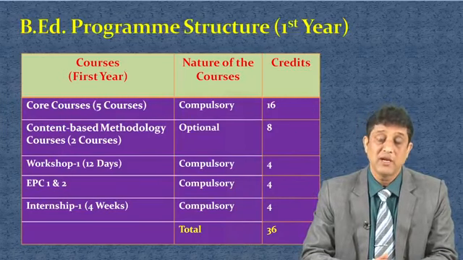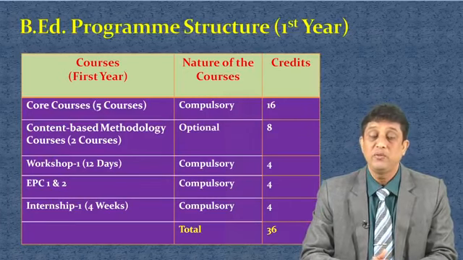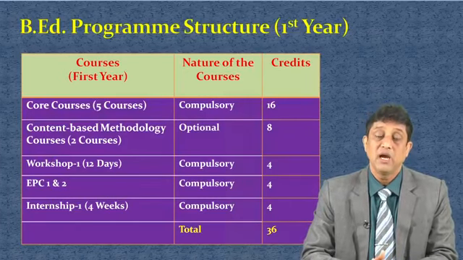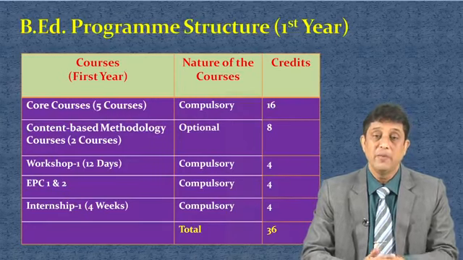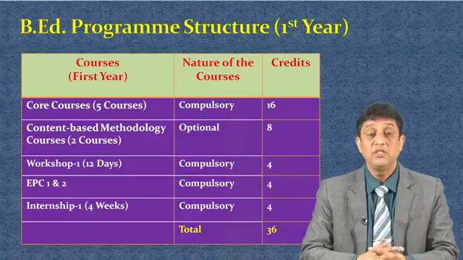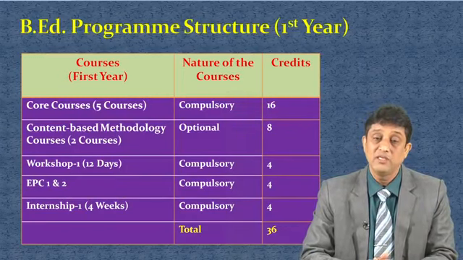They will conduct a type of action research, and they will also prepare a report, and this report they are supposed to submit at the program study center, and that will be further evaluated. So, friends, internship 1 is of 4 weeks duration, that is 1 month, and credit weightage is 4.